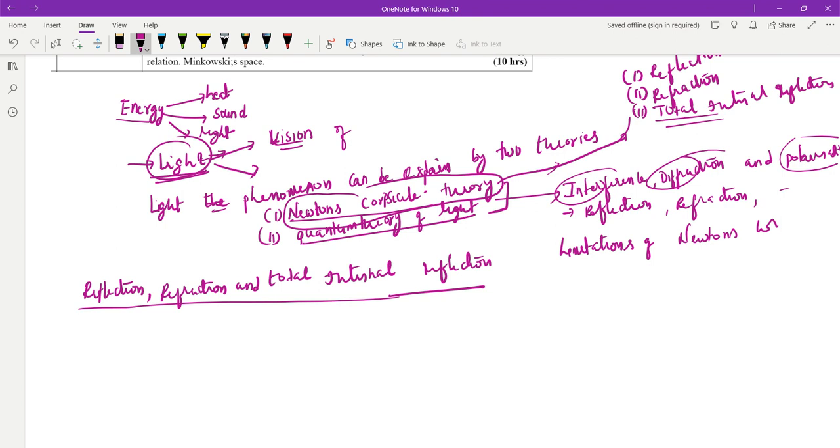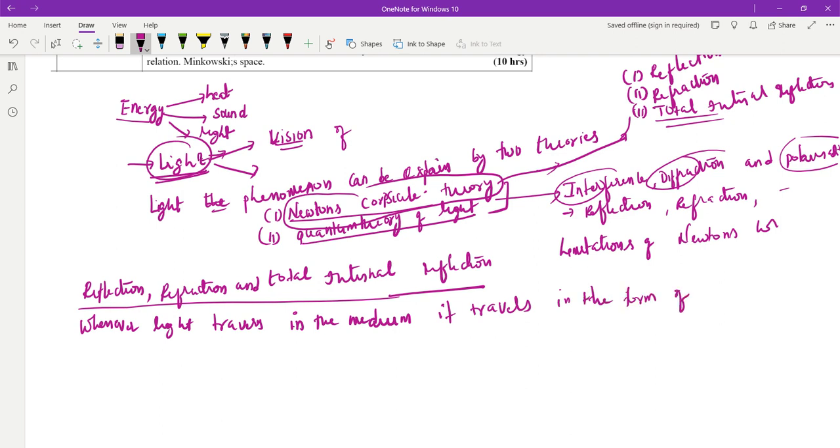What Newton's corpuscle theory states is that whenever light travels in a medium, it travels in the form of small corpuscles. Corpuscle means small grains, like that.